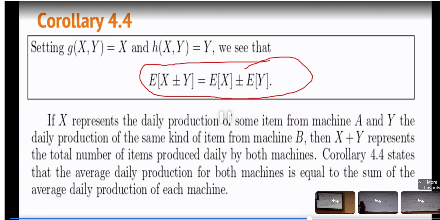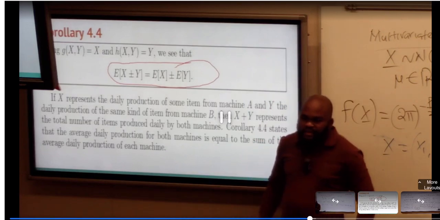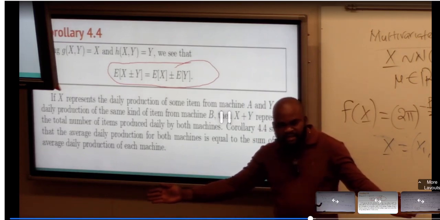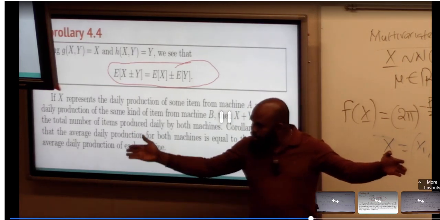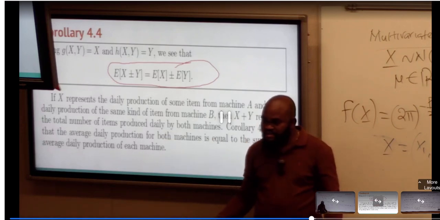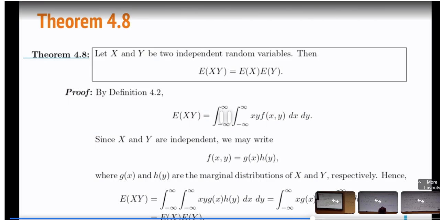Some of you may be wondering, when do we need this? Imagine you have a company producing two different materials. What you produce here varies, and what you produce there varies. If you want to know your total production, that also varies when you add x to y and find the average. Or if you want to find the difference, the difference also varies. I'm going to move on now.